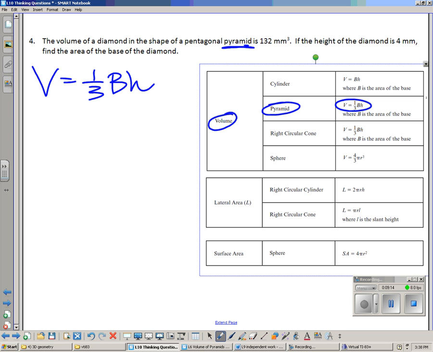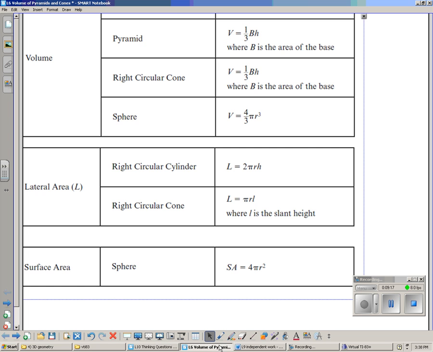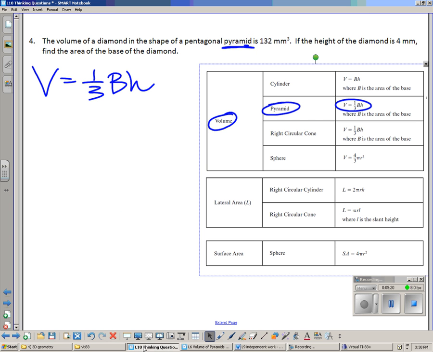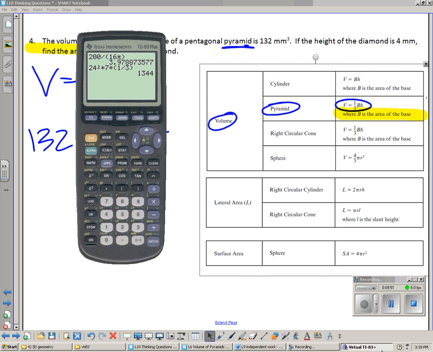Now I want to draw your attention to something. It says specifically on the formula sheet that big B is the area of the base. Okay? If you notice, that's what they want us to find. They want us to find the area of the base. So they want us to find out what big B is. So we know the volume is 132 equals 1/3 times what big B is times the height, which is 4. So some of you did the following. You did 1/3 times 4, which would be appropriate.